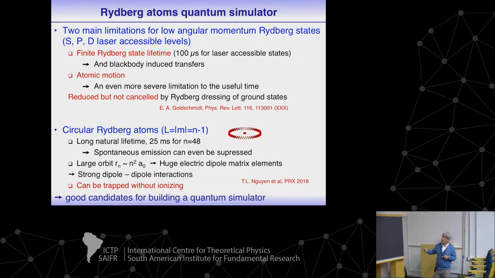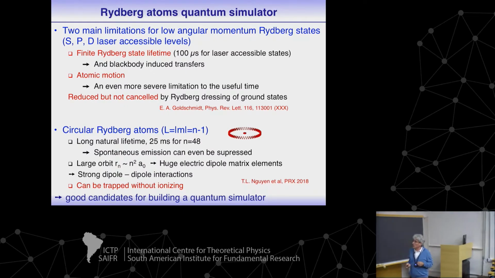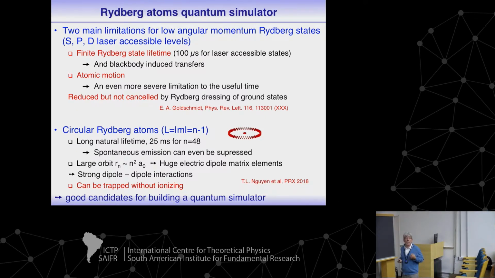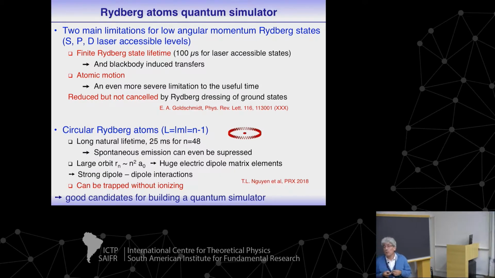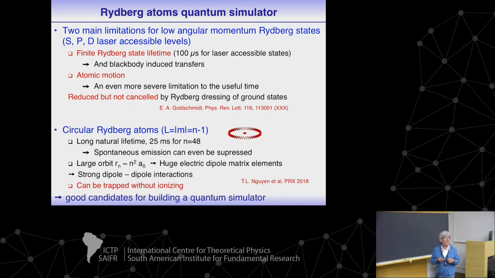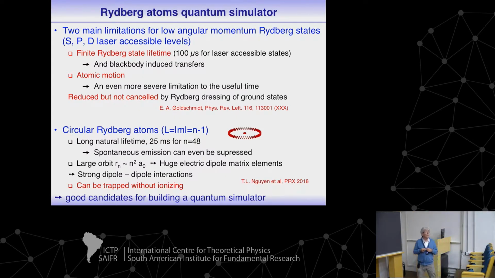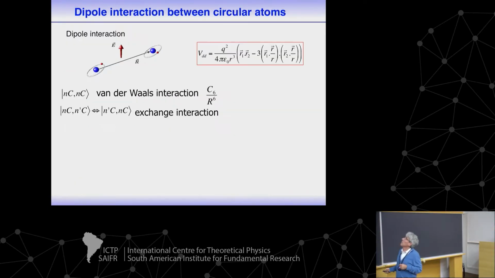The larger orbit of the circular atom makes a strong dipole coupling interaction. And in addition, they are very nice because you can trap them with light without ionizing them, which is not the case for low angular momentum Rydberg atoms, which are much more sensitive to photoionization, which at some point becomes the limit of the trapping time for the low angular momentum Rydberg atoms.